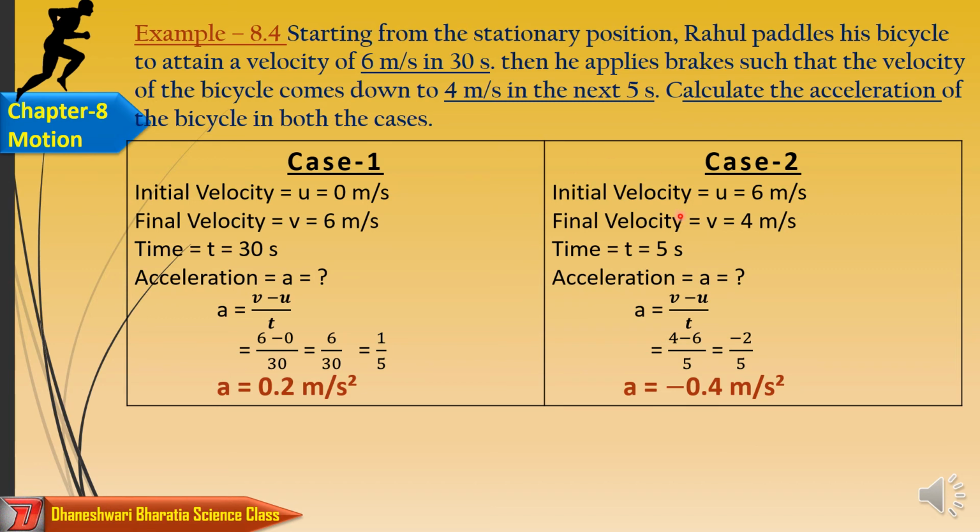So initial velocity for case 2 will be 6 meter per second and final velocity, because he has applied the brake, देखिए आप इधर उसने यहाँ पे ब्रेक लगाई है, इसकी वजह से उसकी फाइनल वेलोसिटी कम हो गई as compared to the initial velocity. Now did you understand, right? So final velocity 4 meter per second.